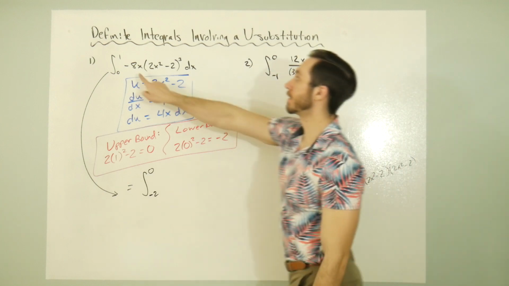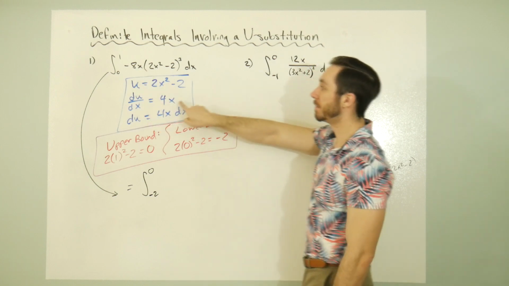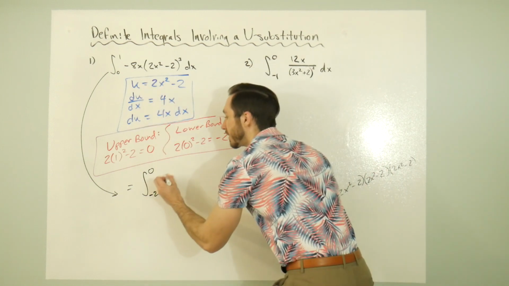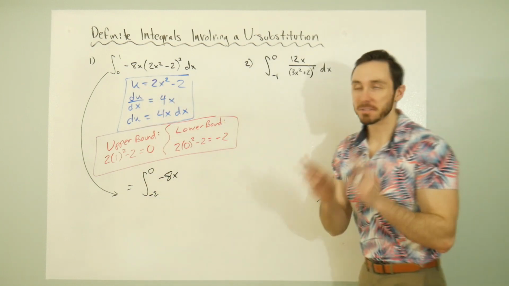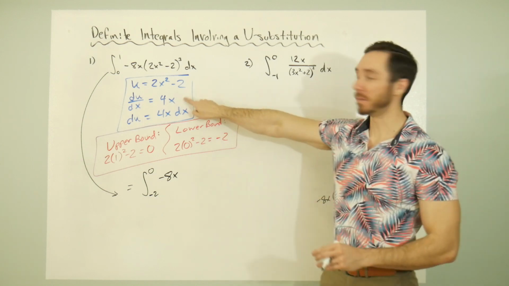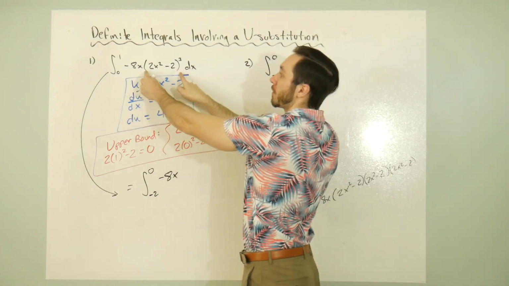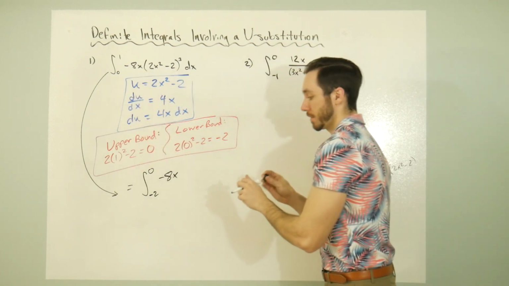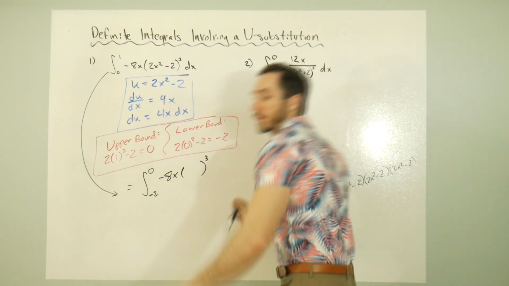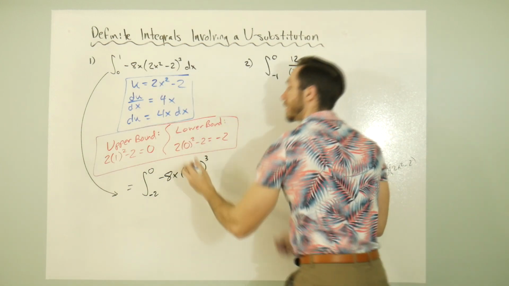Let's keep this here for now. You'll see that something magical is going to happen with it because of what my du is equal to. So I have this annoying -8x here, and we're going to cross our fingers and hope that it cancels out, and it will, because we chose the right u when we did the substitution. Now, I know that this 2x squared minus 2 is u, so my u is 2x squared minus 2. I'm going to sub that right on in.